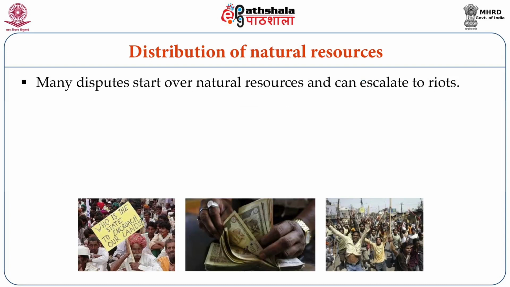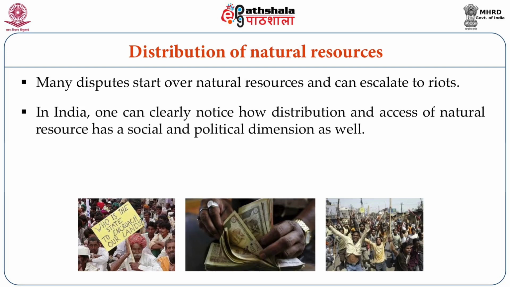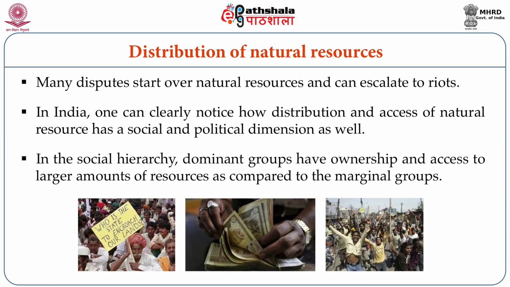Now, many disputes over natural resources are there and can escalate even into riots. For example, the dispute between Tamil Nadu and Karnataka over water resources, the river systems that they share, is one example that we can look into. Now, in India, one can clearly notice how distribution and access of natural resources has a social and political dimension as well. In the social hierarchy, dominant groups have ownership and access to large amounts of resources as compared to marginal groups.